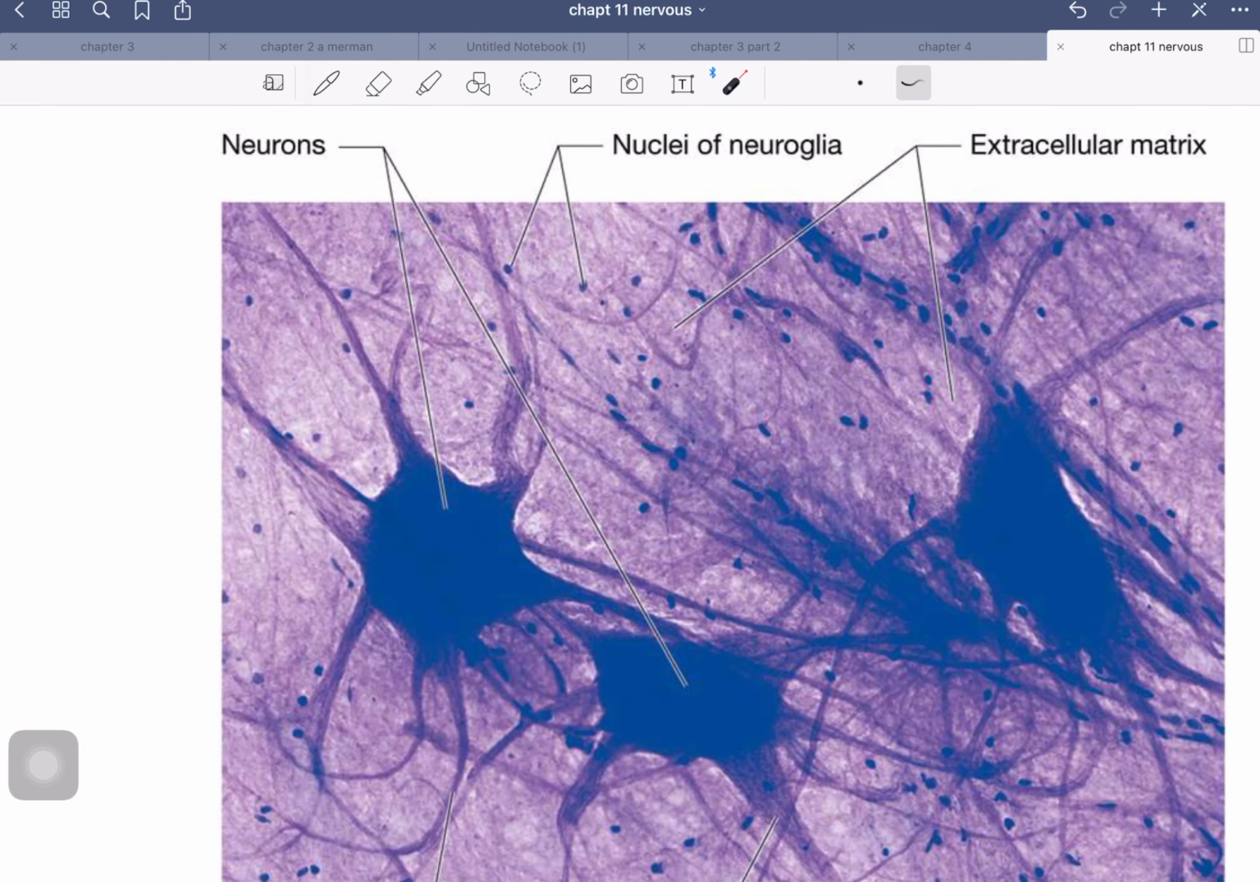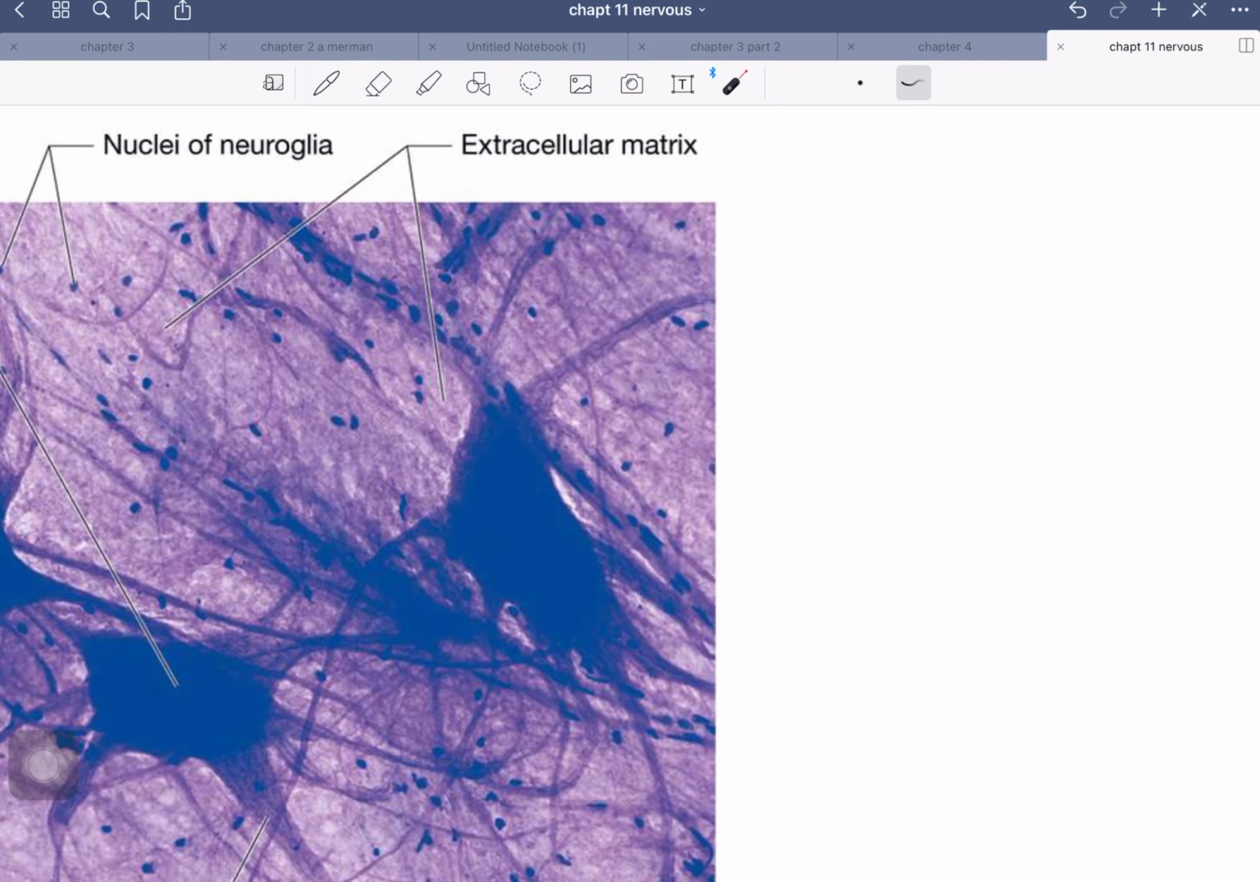Here's just a picture. Here we can see the cell bodies. We can see different processes, some axons, dendrites coming in, etc. And of course, these dark little cells, these are the neuroglia, also known as glial cells. You can use each of those names if you wish.